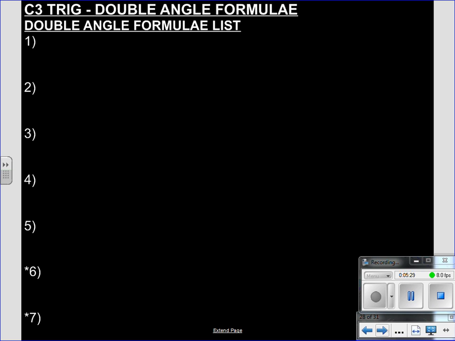Just like with the compound angle formulas, see what you can do. See if you can memorize them. What is sine 2x? What is cos 2x, all three versions? These are such handy formulas, and you really do need to have them memorized, have them in your arsenal.